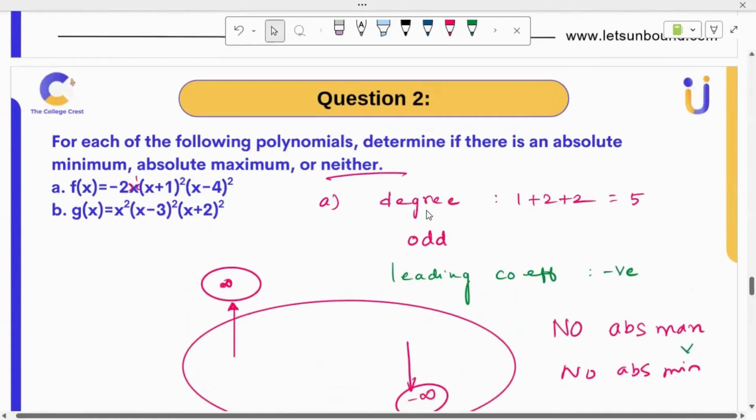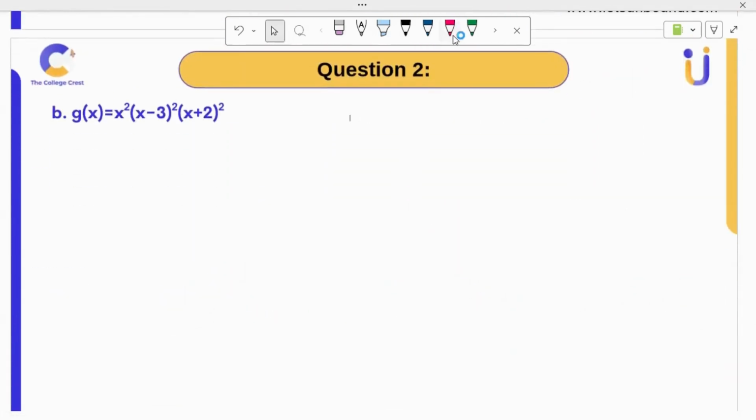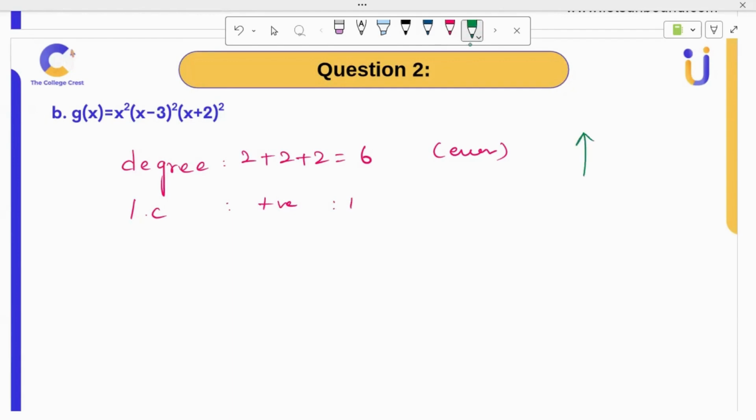Right? Yeah. So now let's do B problem. g of x is x squared times x minus 3, all squared. Again, you need degree and leading coefficient. Degree is add up the exponents of the factors, 2 plus 2 plus 2, which is 6, even degree. And leading coefficient, I'm writing LC, which is positive. You can't say anything, so it's 1 actually. So it will be both facing upwards. And some happenings will be there in between.